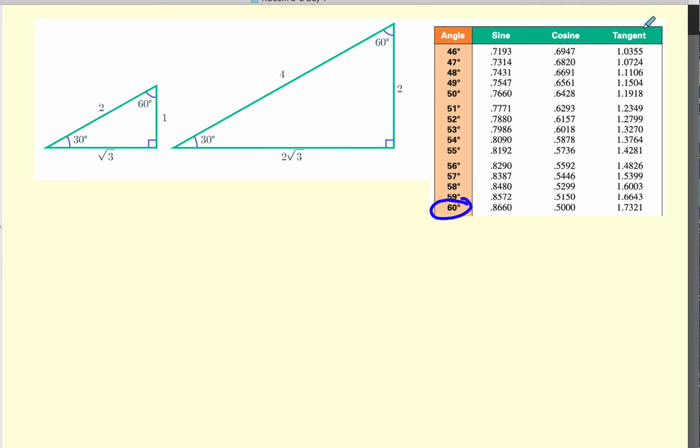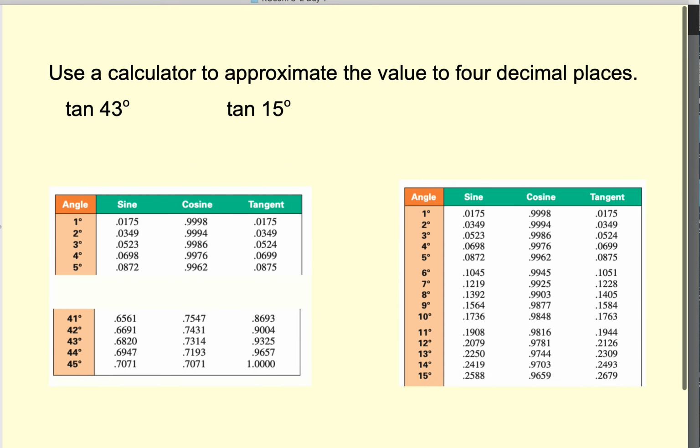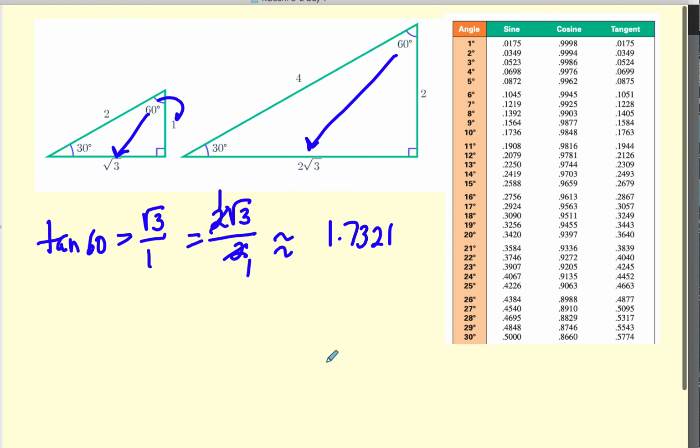And here is my tangent. And when you take these two and look across from each other like this, you will get the answer. And let me go back to the screen, and I can show you that was the answer I got. That was the answer, 1.7321.